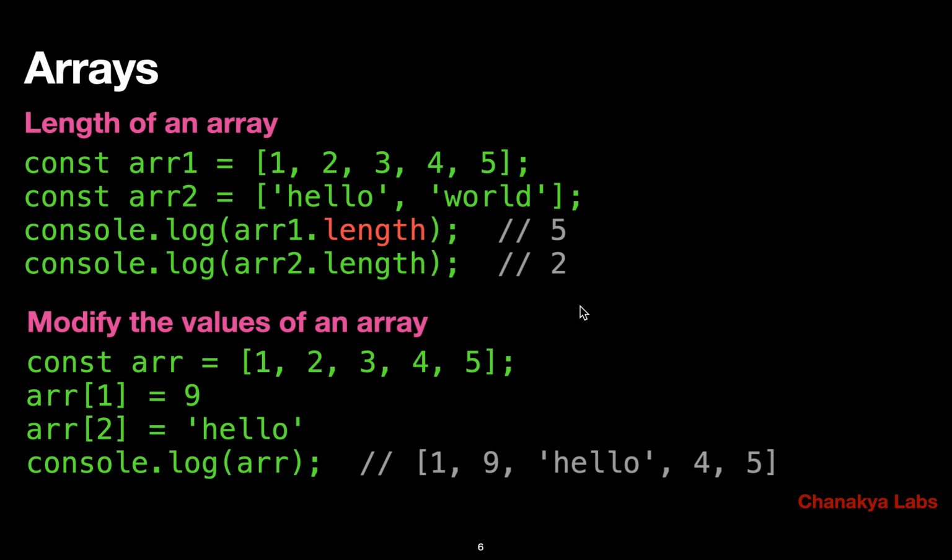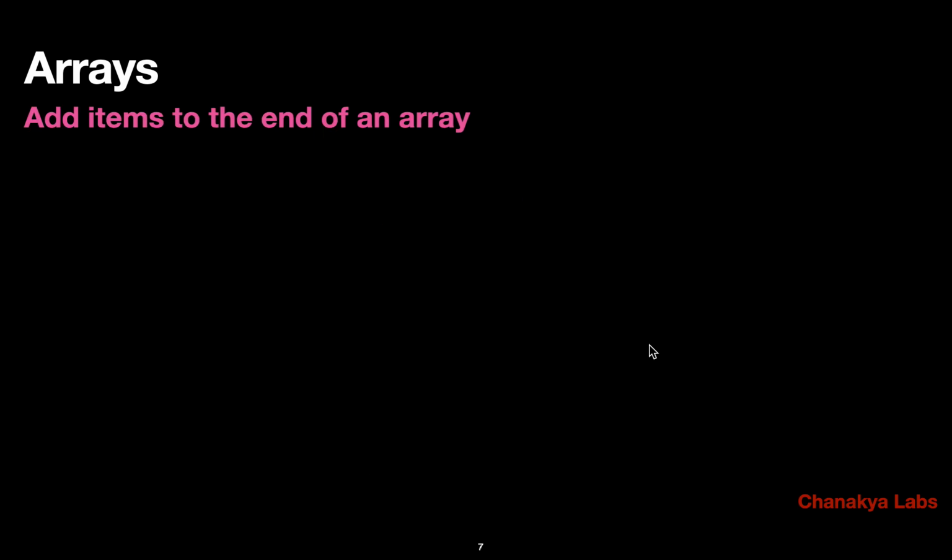But the idea is that you can take any particular index and modify that value with anything, whatever you want. So in this case I changed 2 to 9, and I changed the third value 3 to hello, and then something like this will happen, right? So it is fairly straightforward for normal arrays.